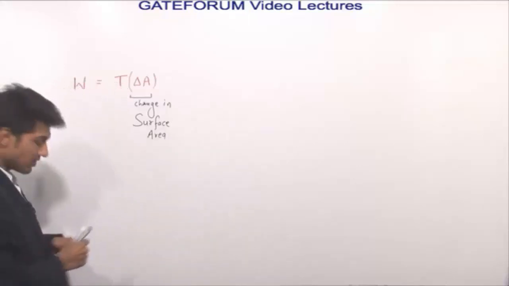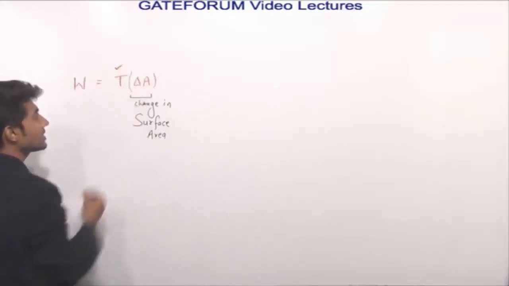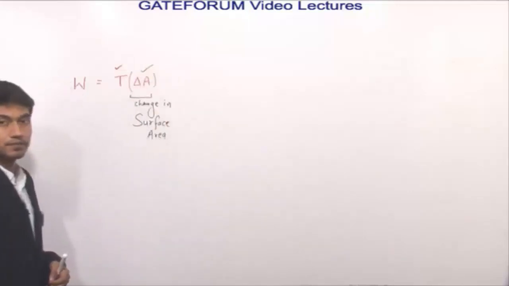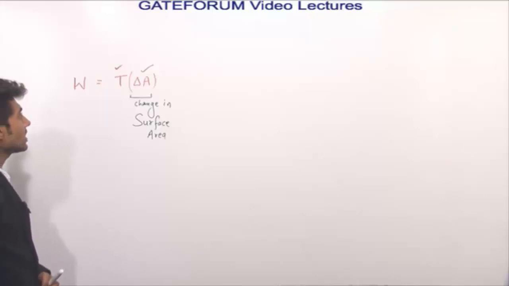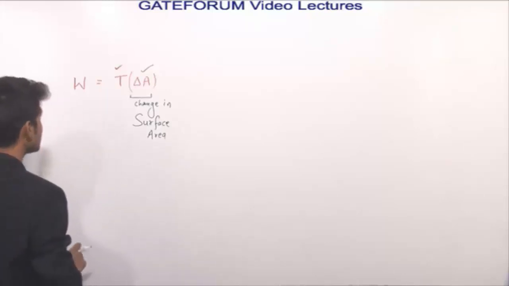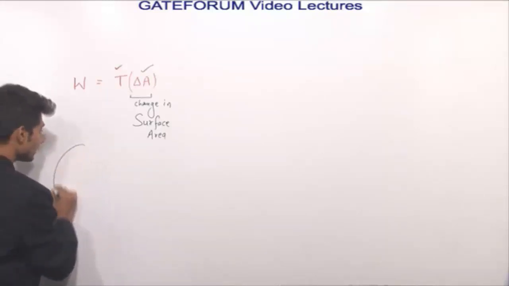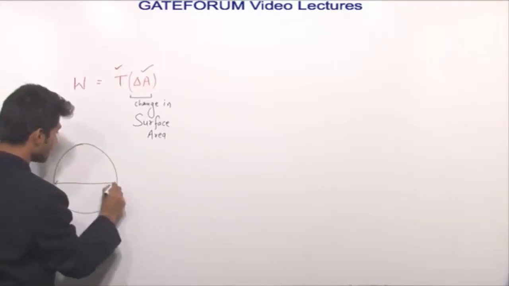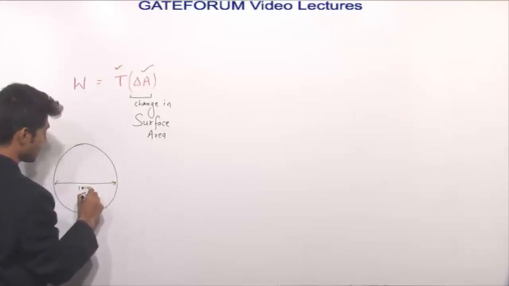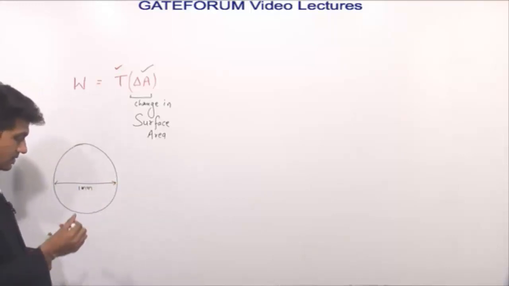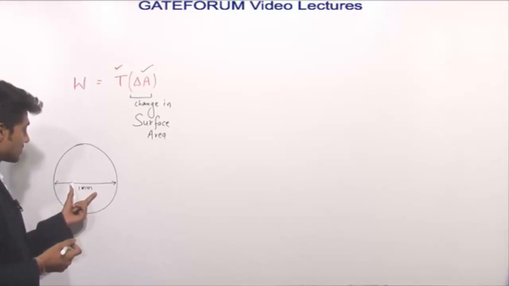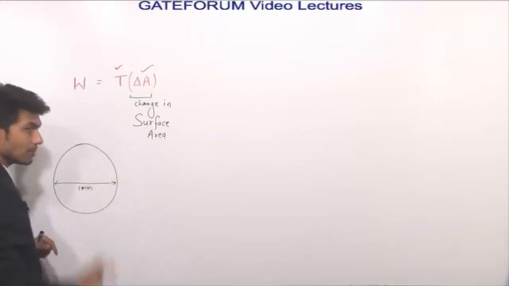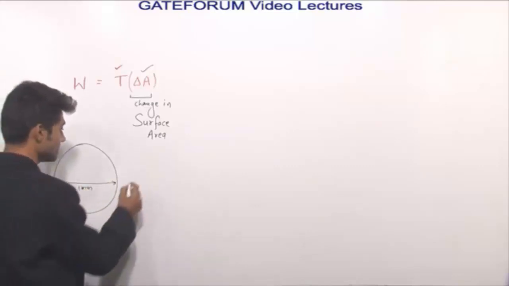So, in this question, surface tension is already given. What you need to calculate is this change in surface area. Now, for surface area calculation, you need to first calculate the diameters. The droplet is given 1 mm in diameter. Please be specific, because it is given diameter. If you take 1 mm as radius, the answer will change.